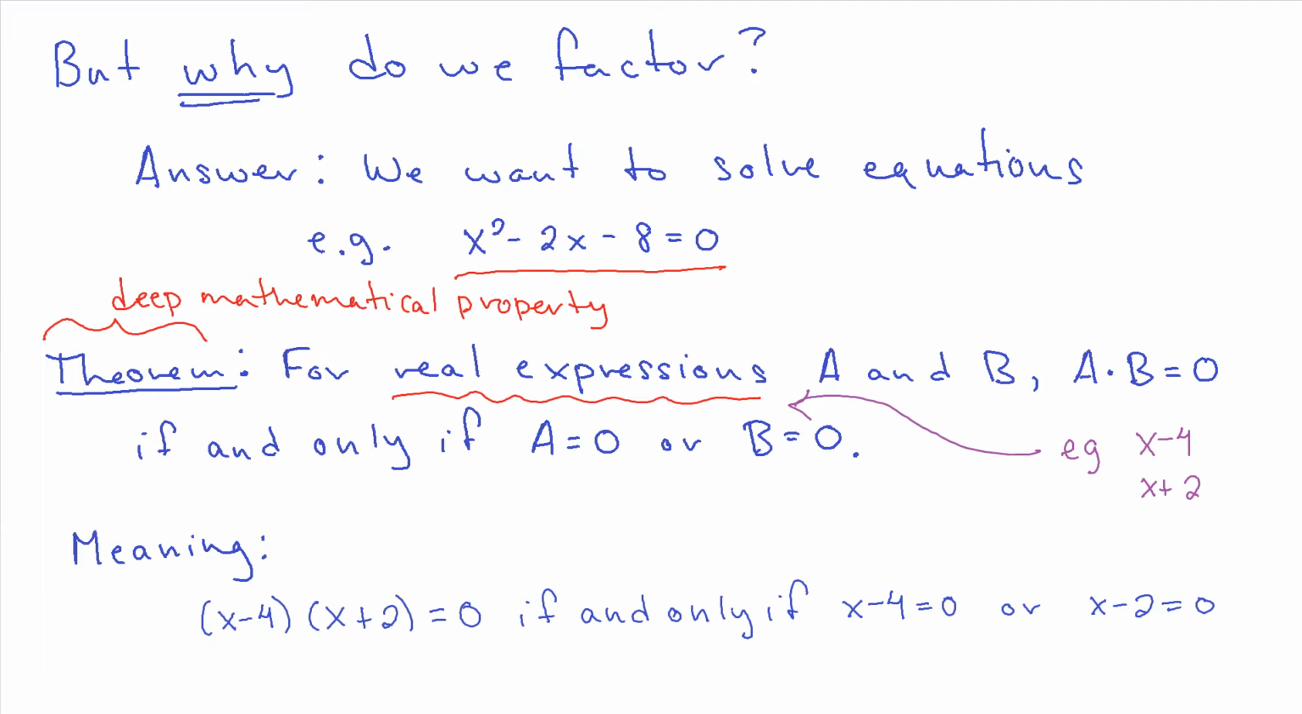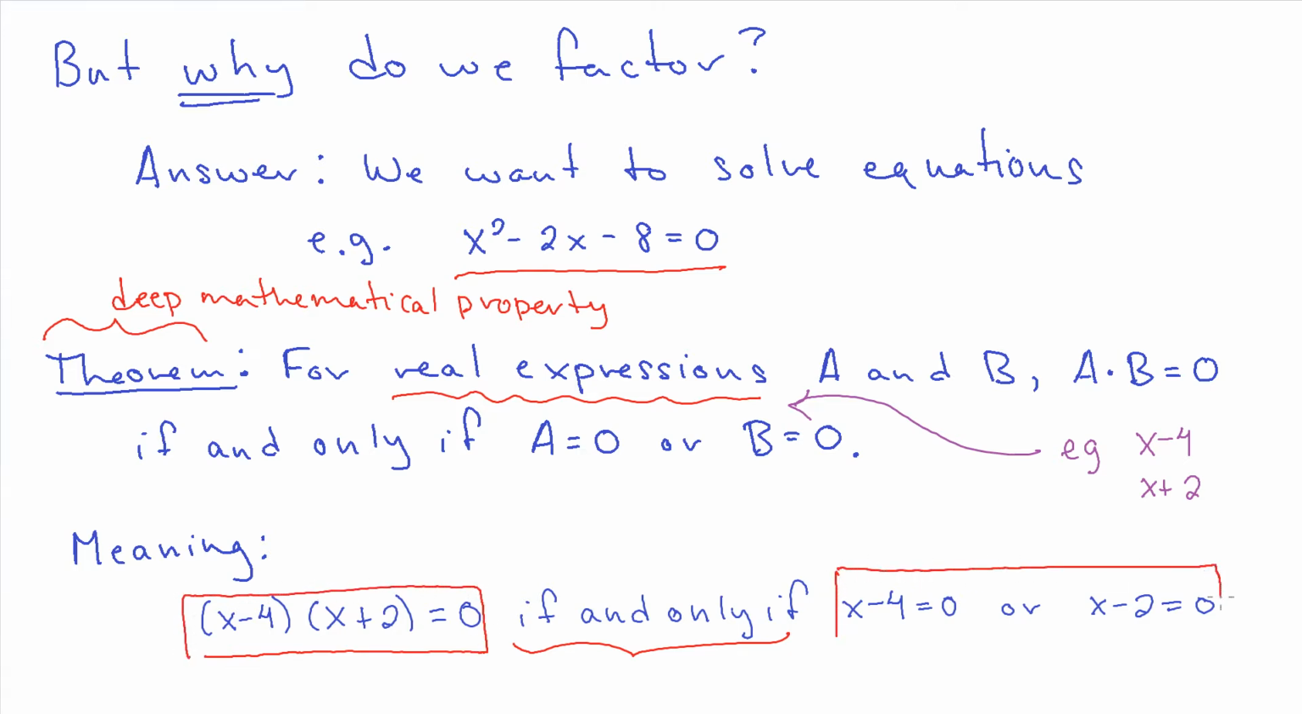Now, this if and only if is a mathematical way of saying that both of these statements are true precisely when the other one is true, and false precisely when the other one is false. So they're either both true or both false. So these two statements are inextricably linked with each other. One can only be true if the other one is true, and vice versa.